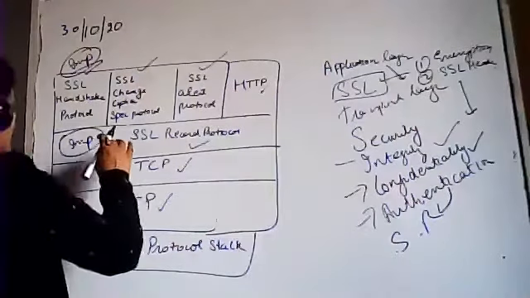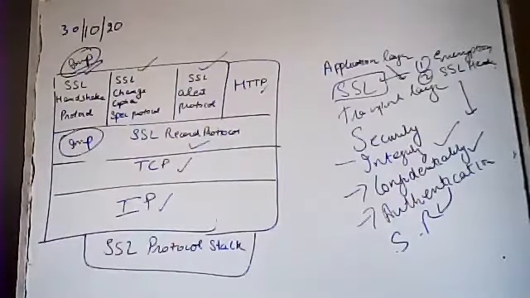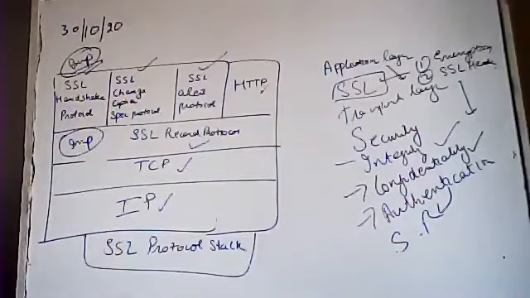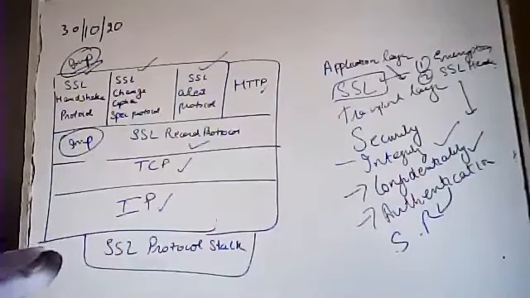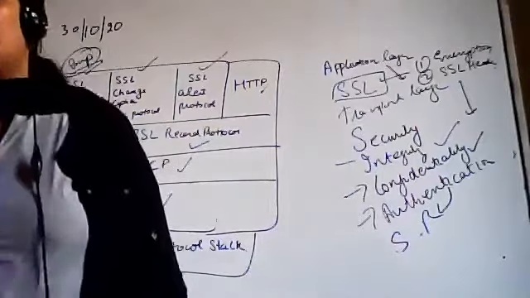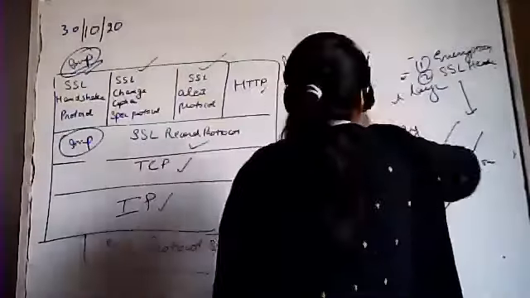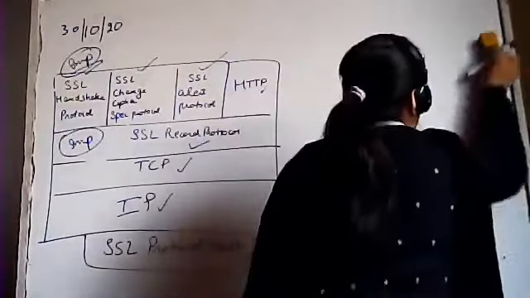So we have two basic protocols that are important: the SSL handshake protocol and the SSL record protocol. Clear? Let us first have a look at what all these protocols mean, and after that we will discuss in detail. The very first protocol is the SSL handshake protocol. The purpose of the SSL handshake protocol is to establish the connection between two entities.